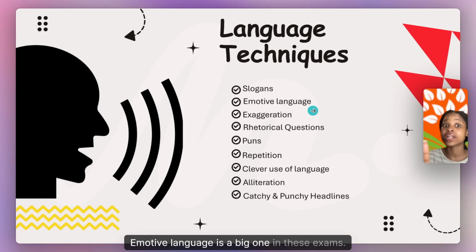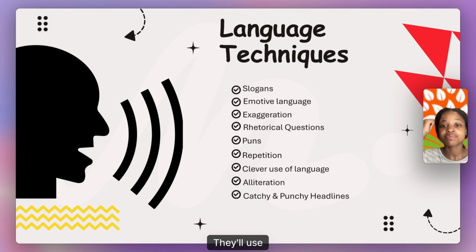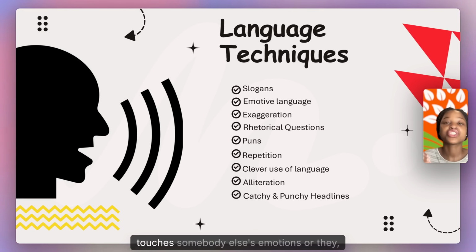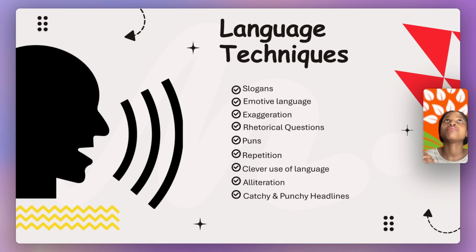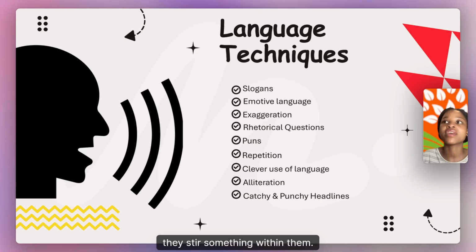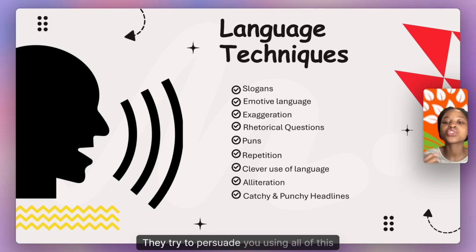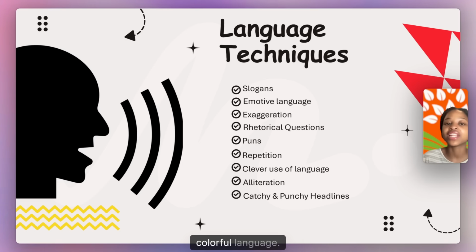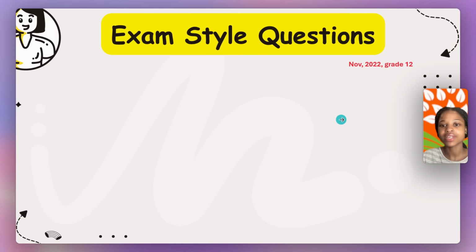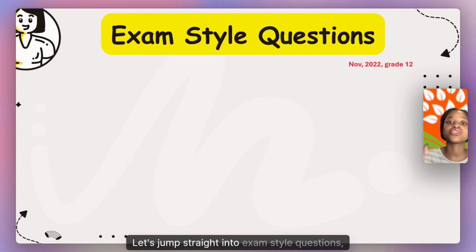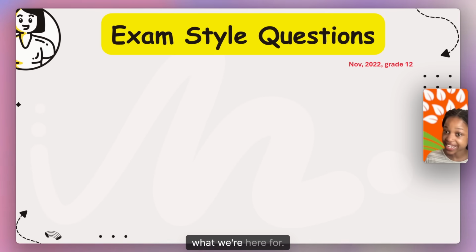Emotive language is a big one in these exams. They'll use language that touches somebody else's emotions, or they stir something within them. Maybe they'll use words like, you want to buy this product so you can feel strong again, so that you feel happy again, you have your joy back, that kind of thing. They try to persuade you using all of this colorful language. Okay, let's move forward. Now let's jump straight into exam style questions, what we're here for.